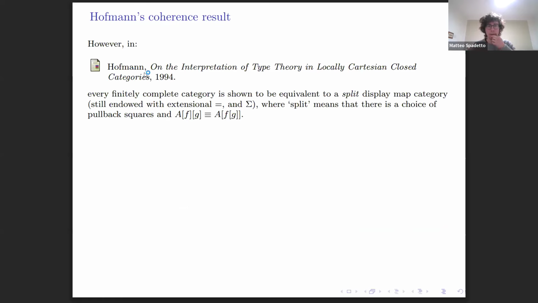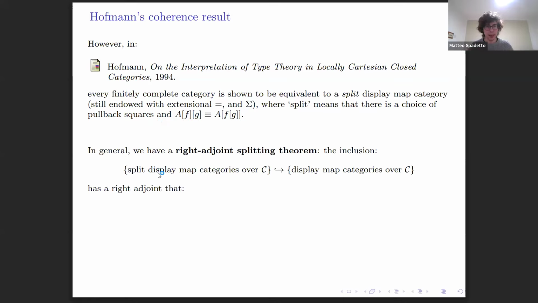Hoffman studied this problem and proved that, in fact, every finitely complete category, which is in this sense a pre-model of extensional type theory, is equivalent to a split display map category, still endowed with extensional identities and extensional sigmas, where the word split means that there is a choice of pullback squares in such a way that this equality always holds. And also, I didn't write it here, but the substitution also behaves well with the type formers when you reindex type formers.